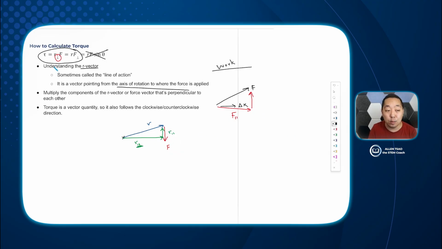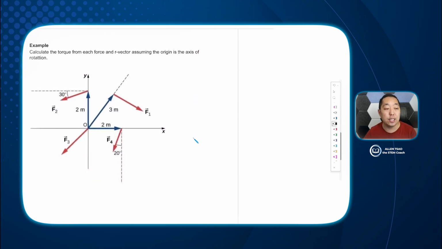Now we can either decompose the R or the force vector when we calculate this torque. Let's go through some examples. Keep in mind, torque is still a vector quantity, so we still do the clockwise, counterclockwise direction there. Okay, so let's go through an example here.